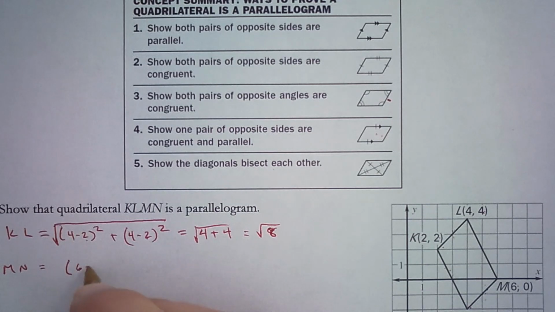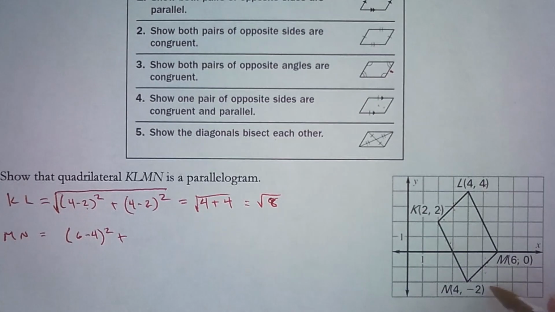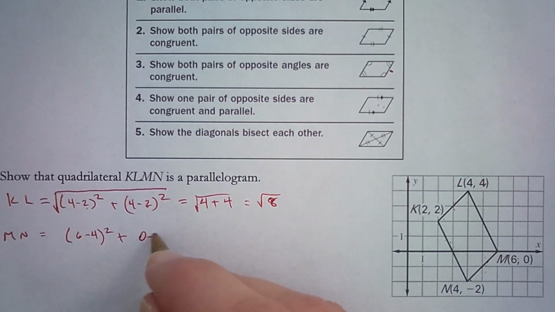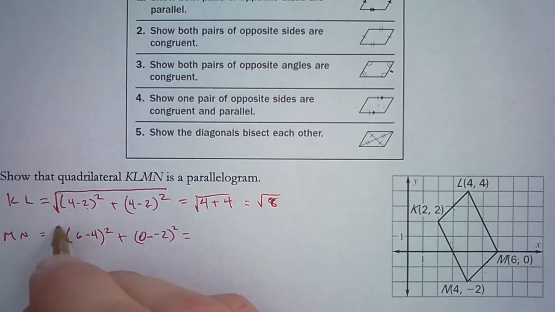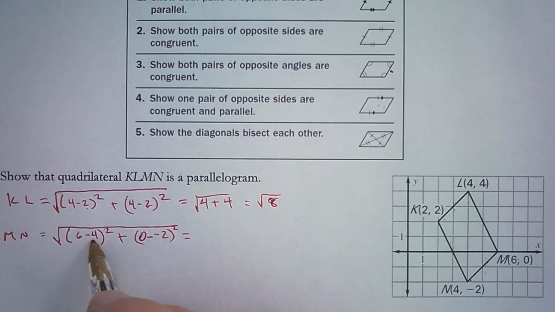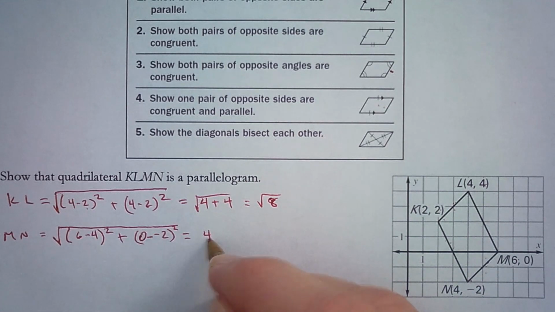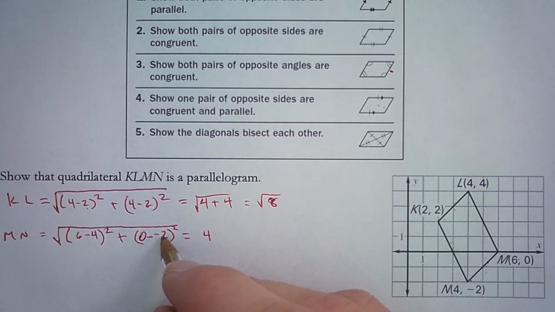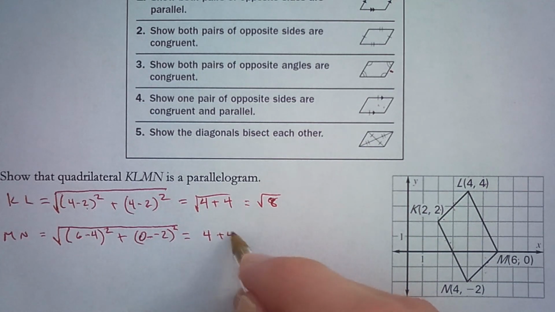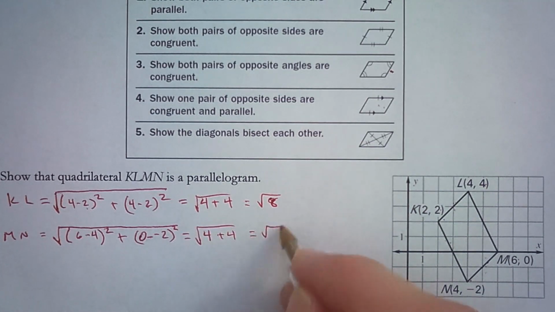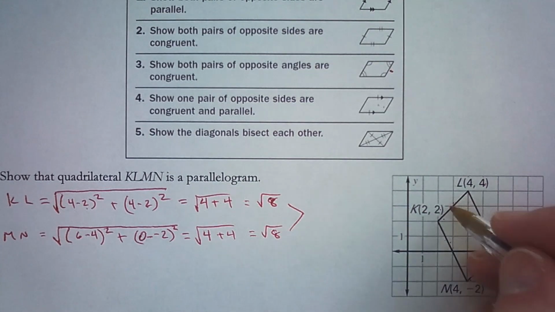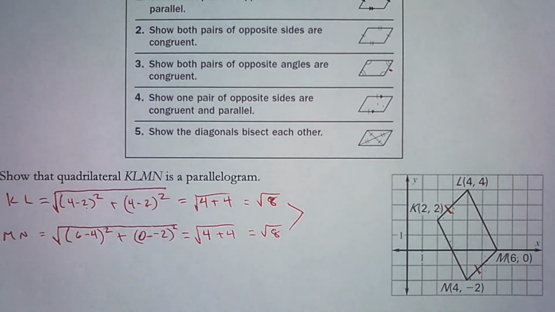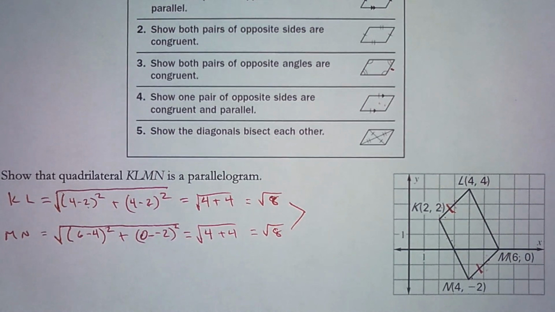X minus x, 6 minus 4 squared. And y minus y is 0 minus negative 2 squared. 6 minus 4 is 2. Put that all under a radical. 6 minus 4 is 2. Squared is 4. 0 minus negative 2 is 2. Squared is 4. So we get the square root of 8. These two are the same. Okay, so I know that these two sides are congruent.